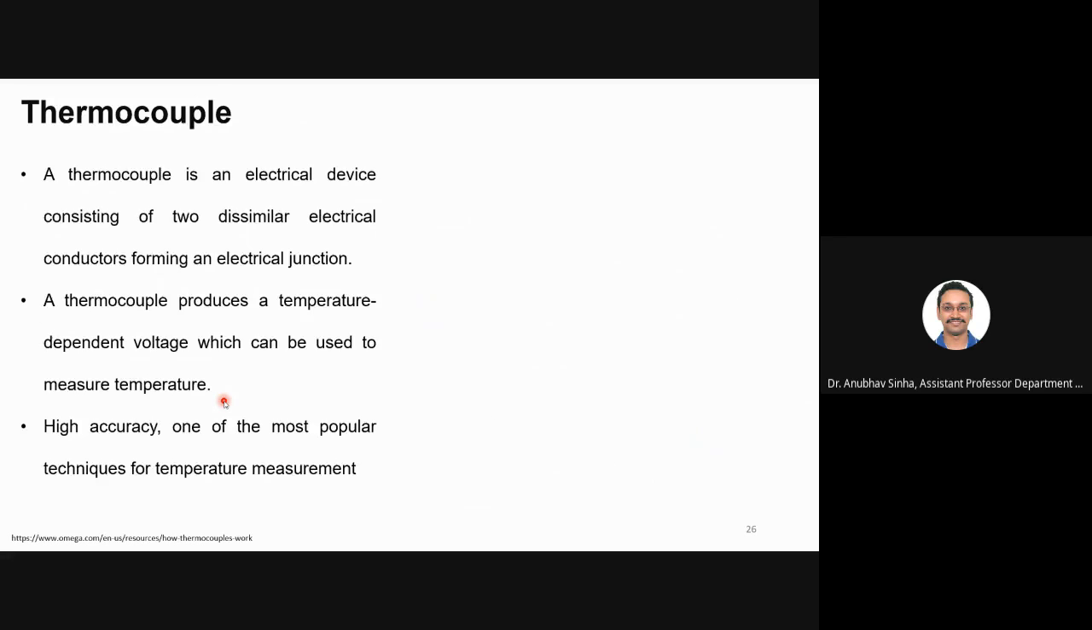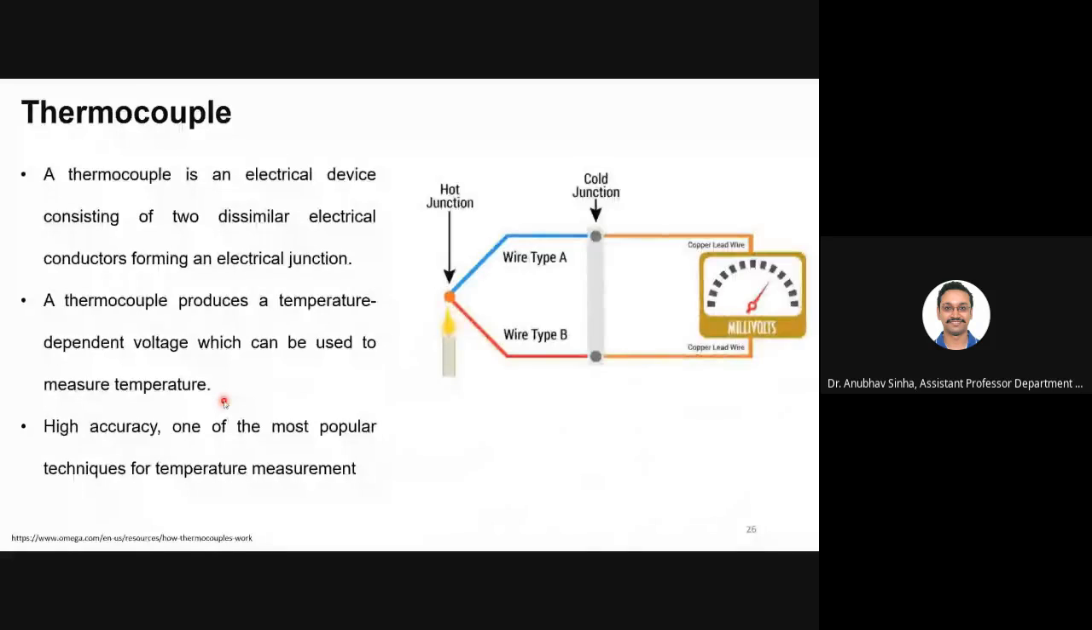Now let us talk about thermocouple. This is one of the most popular devices. It has a junction made by two different wires, wire type A and type B. So it has two junctions. One will be hot, and the other is cold, maintained at room temperature, let's say. Now if I supply heat, or provide a different temperature here, because of thermoelectric properties, this will generate some EMF. It will generate a voltage difference that can be measured.